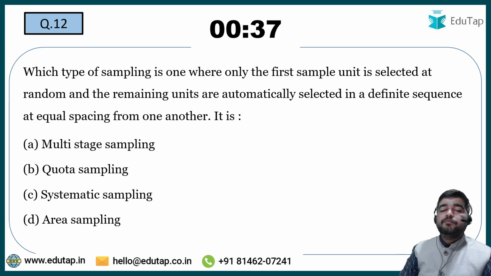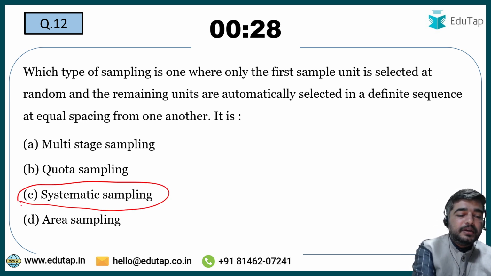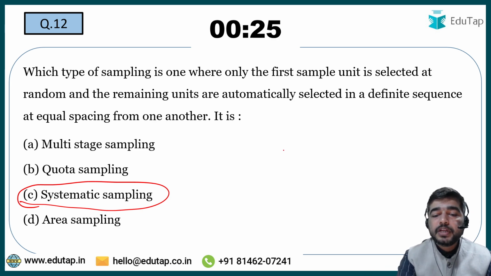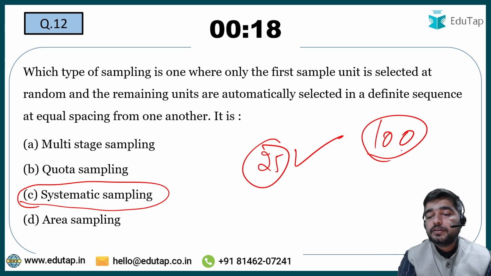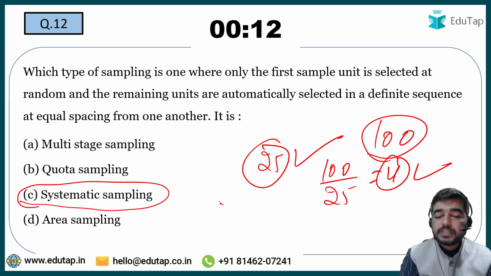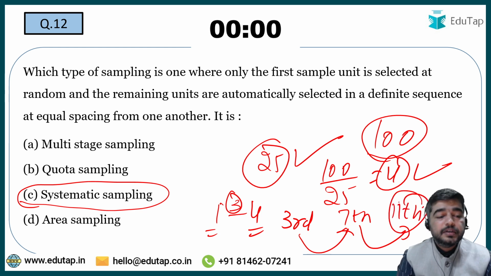Which type of sampling is one where only the first sample unit is selected at random and the remaining units are automatically selected at equal spacing? It is systematic sampling. For example, you have to select 25 samples from a population of 100. You will divide 100 by 25, which is 4, and find your first sample in 1 to 4. For example, you selected the third sample. Now automatically the 7th will be selected, automatically the 11th. This is systematic selection, systematic sampling, a type of probability sampling.